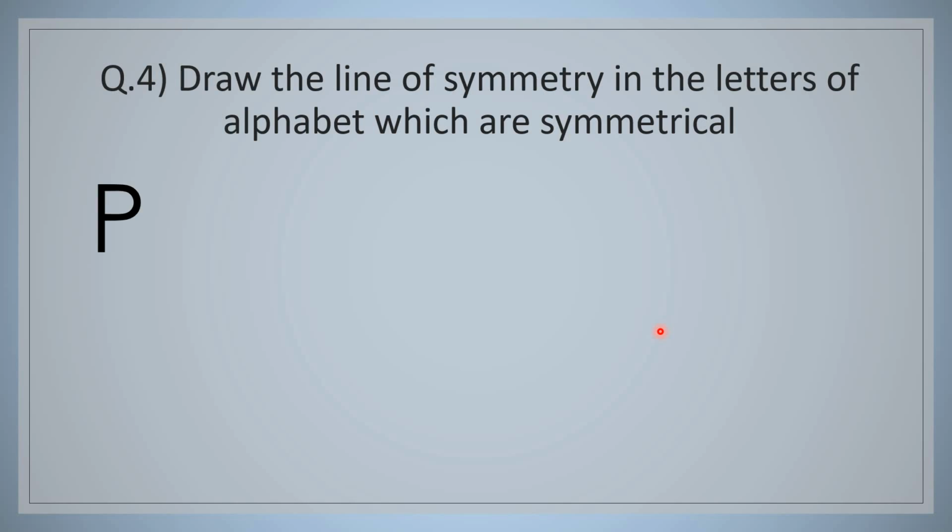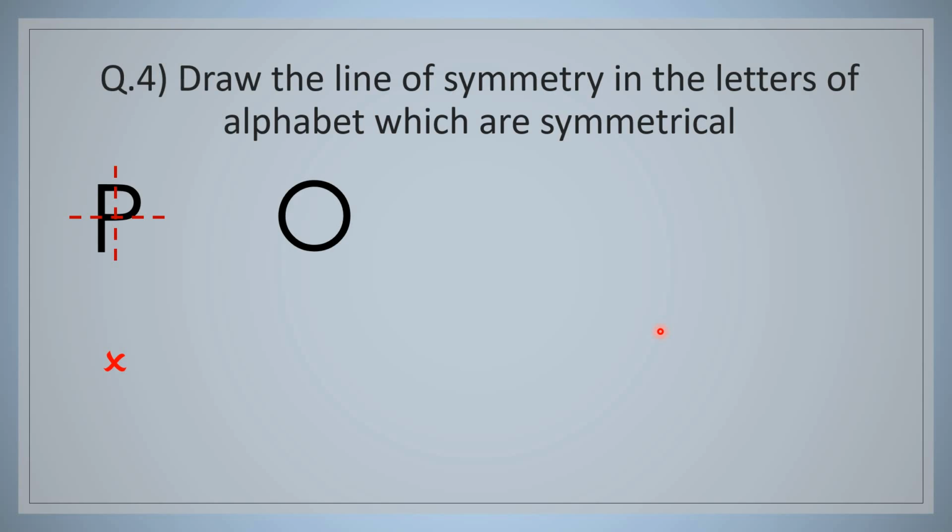So let's see, the first one is P. Let's draw a line of symmetry first in a horizontal manner. As you can see, in the horizontal manner, drawing P, the two sides that are divided do not look exactly the same. So therefore, let's try another way, that is a vertical line of symmetry. Here also you can see both sides do not look the same. So therefore, P is not a symmetrical alphabet.